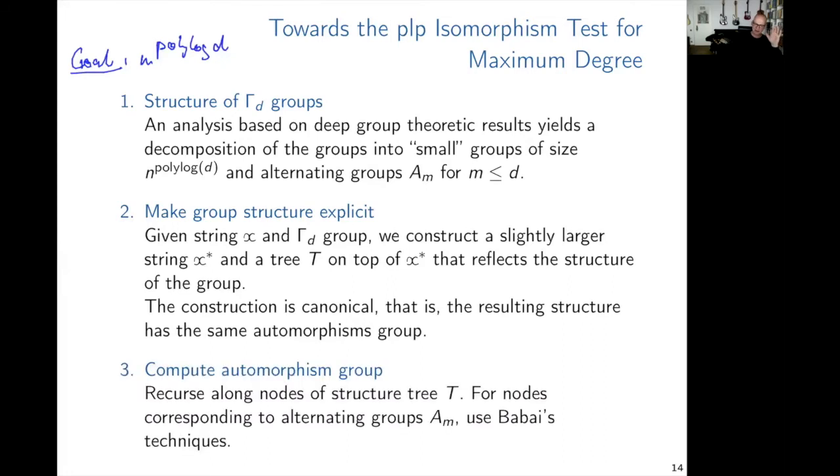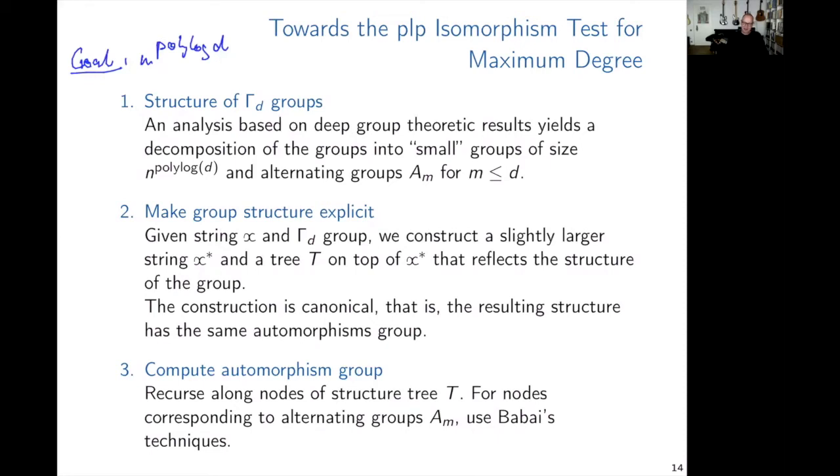And then we can just work our way along the nodes of the tree. We have nodes corresponding to alternating groups here. For these, we use Babai's techniques. And we have small groups, and for the small groups, we can use brute force. Okay? And that's all I can say about this now.